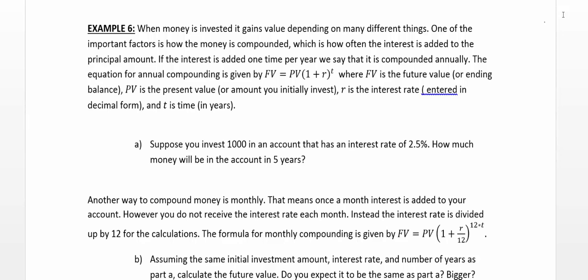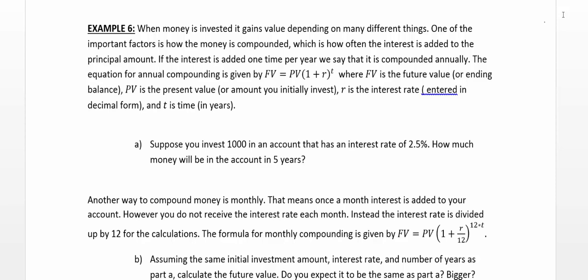The equation for annual compounding is given by FV equals PV times (1 plus r) to the t, where FV is future value, so how much you'll have at the end of your investment. PV is present value, or the amount you initially invest. R is going to be the interest rate, and we're going to enter it in decimal form, and time t is going to be given in years.